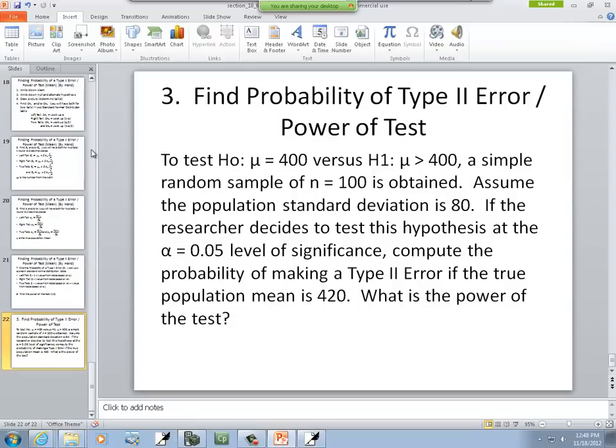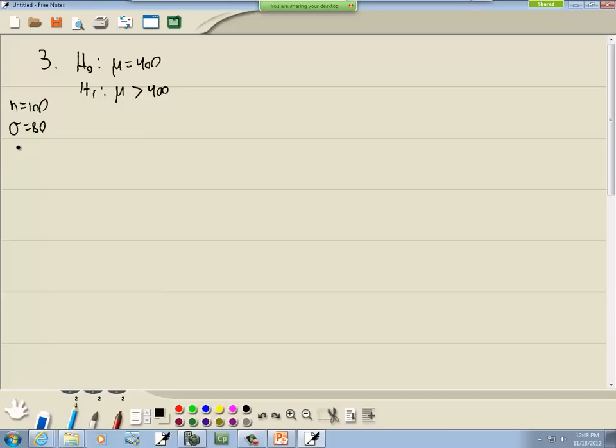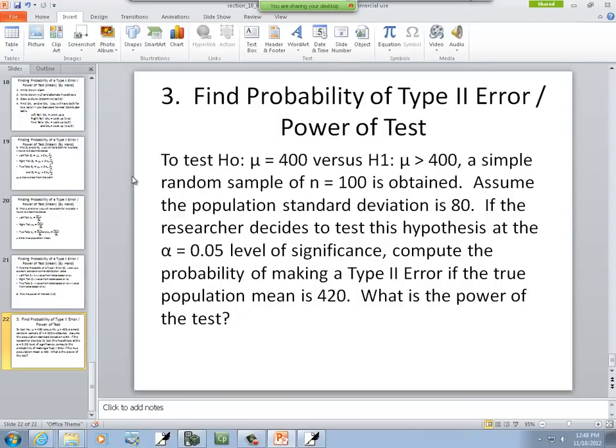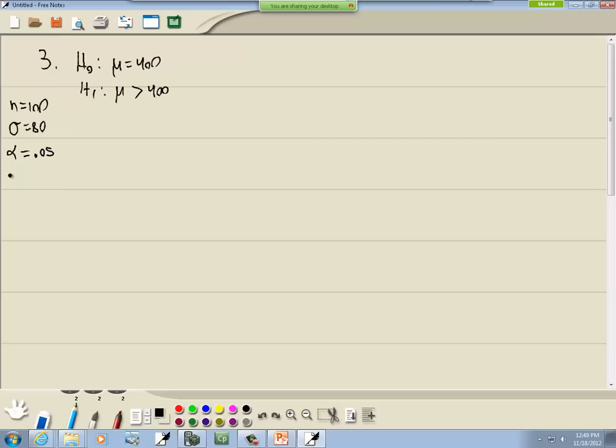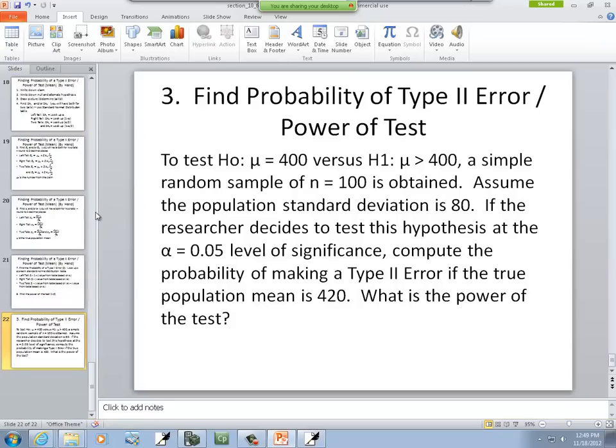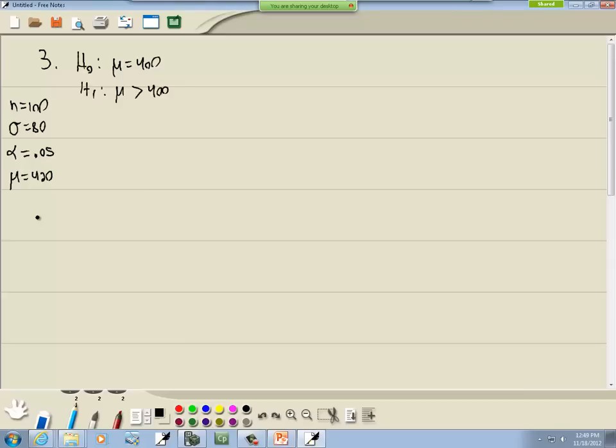If the researcher decides to test this hypothesis at alpha equal to 0.05, compute the probability of making a type 2 error if the true population mean is 420. So it's telling us mu is 420. Now some books describe this differently. And also it says what is the power of the test. Some books say compare this against mu sub 1 equal to 420. But anyway, they'll give you another mu besides what's in your claim.